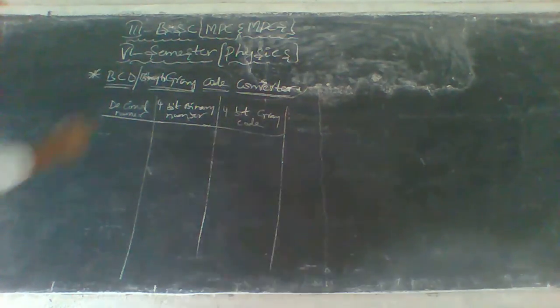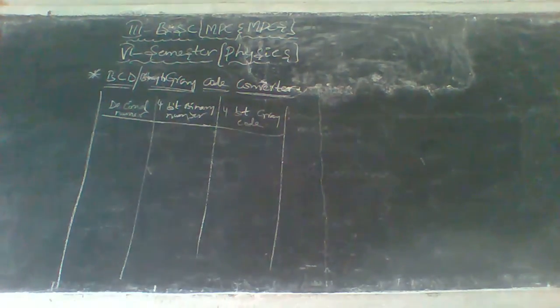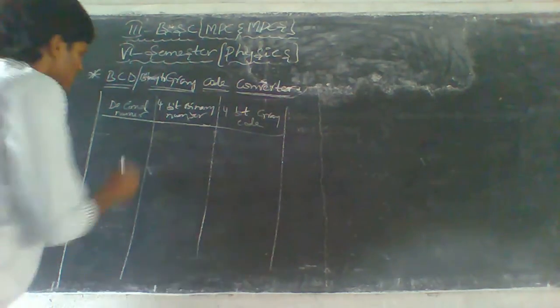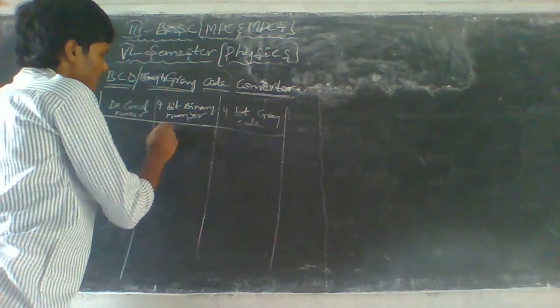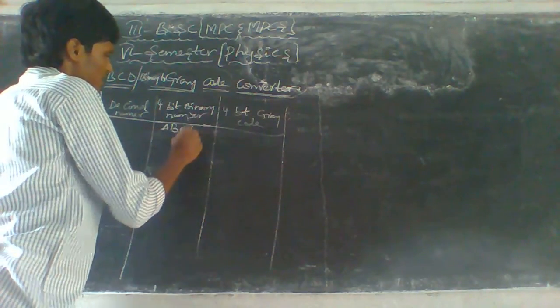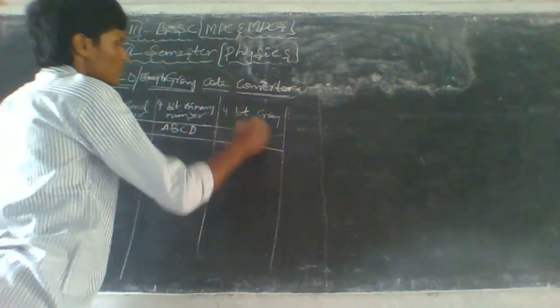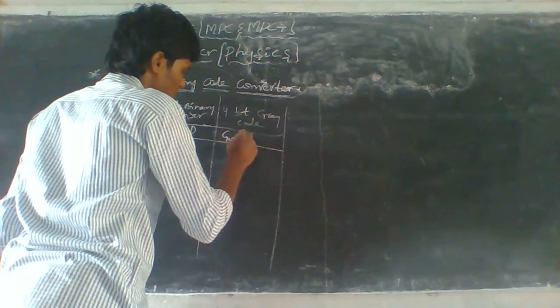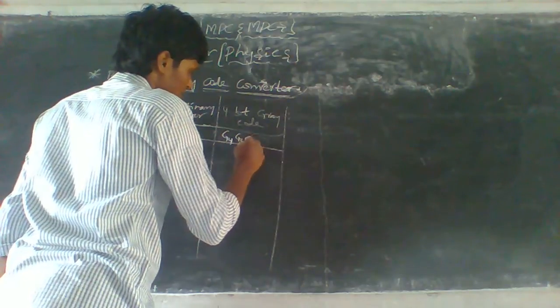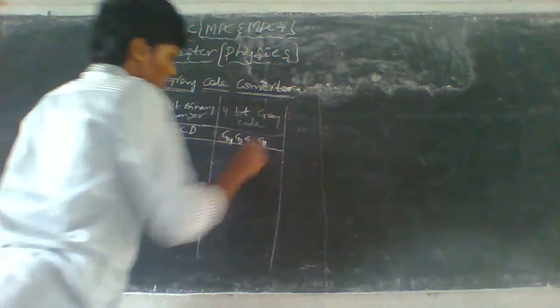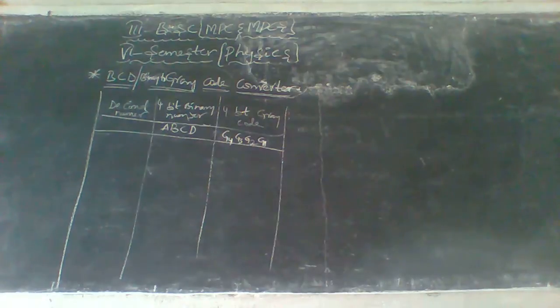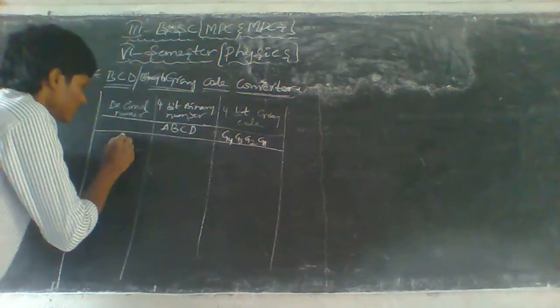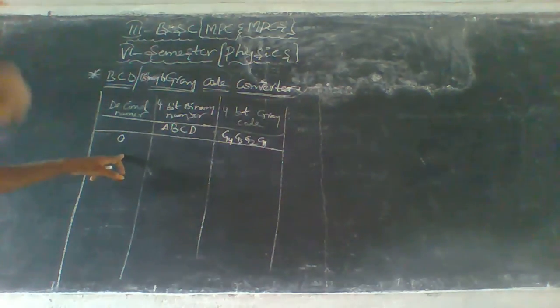Four-bit gray code decimal number. Here the 4-bit binary numbers are A, B, C, and D. Here the 4-bit gray code numbers are G1, G2, G3, and G4. Here, decimal number 0.